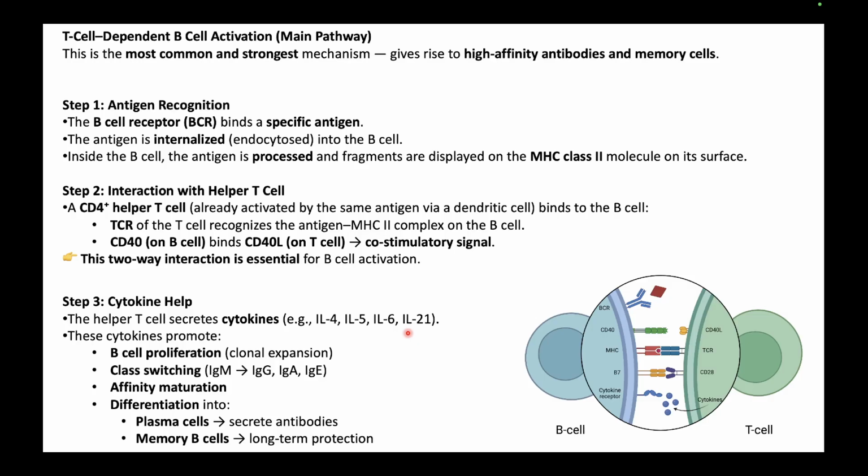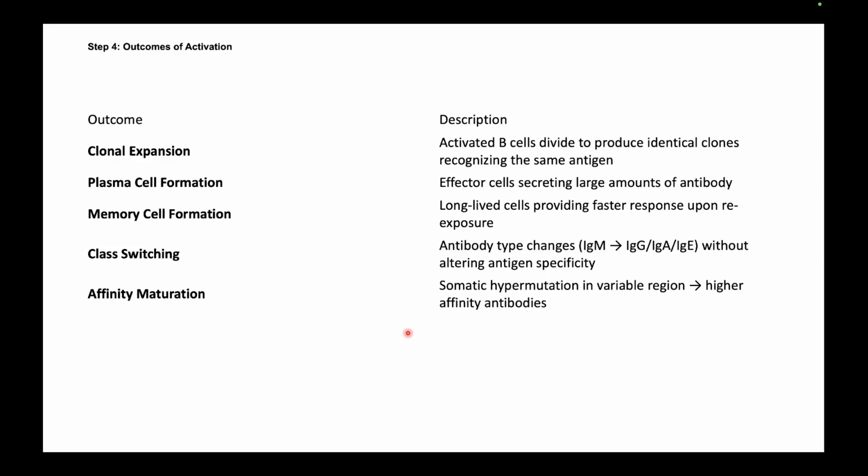When it differentiates into plasma cells, it is a cell which secretes more and more antibodies. The memory cells are present for the long term, and when the second exposure occurs, they get activated faster, differentiate more, and again start secreting antibody against that specific antigen. This is how this entire process takes place.